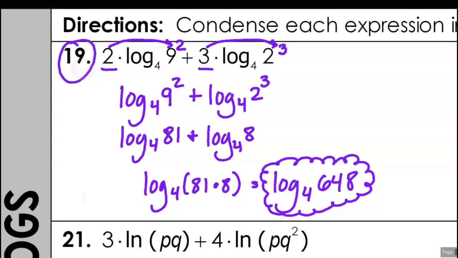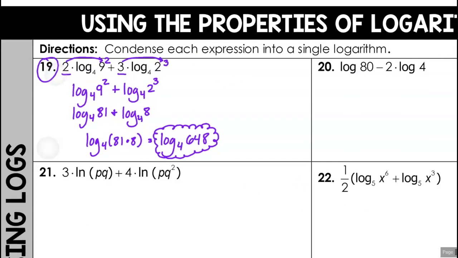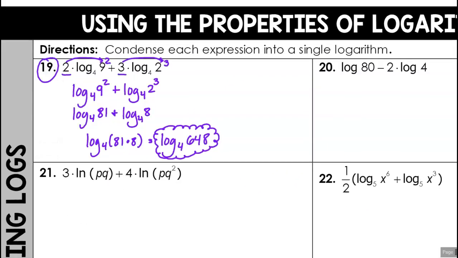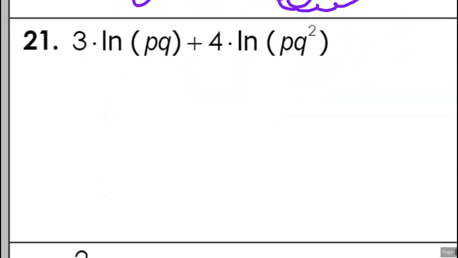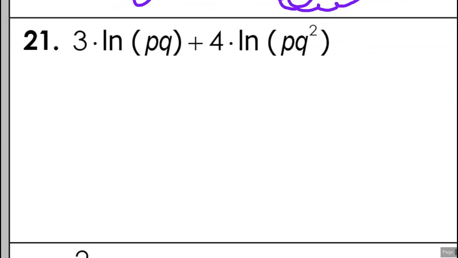I think maybe I'll do another one of these because it kind of threw you off. Which one do I want to do? Let's do 21. What do I have to do first in order to combine these into a single log? We take the coefficients and we make them our exponents.